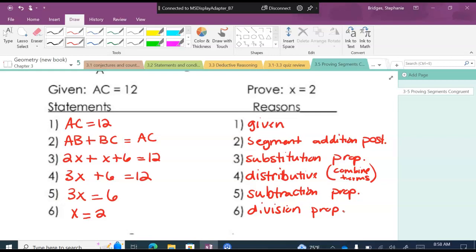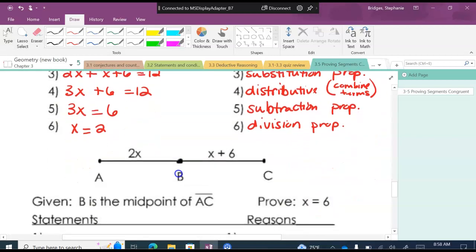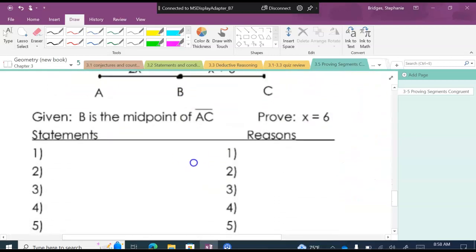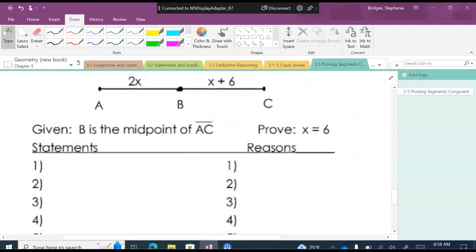Yes, maybe. Kind of okay. It's proofs. They're difficult. Okay, but we will do enough of them that you will get the hang of it. Let's take a look at the next one.